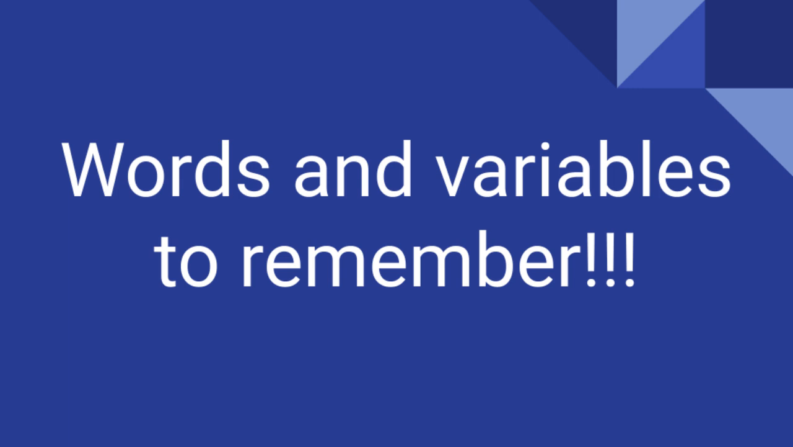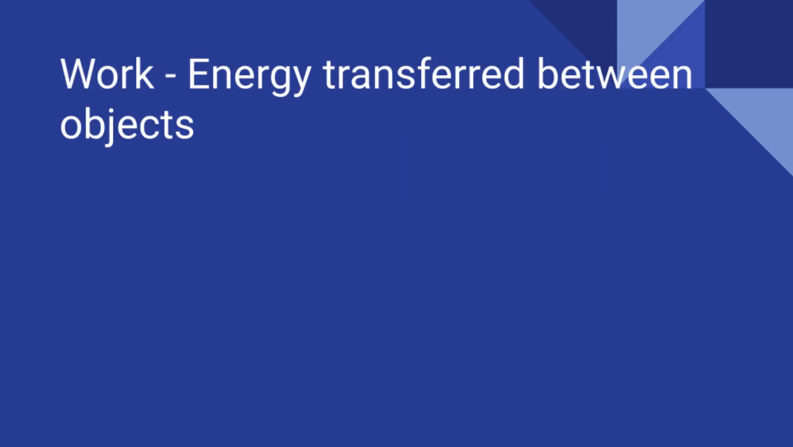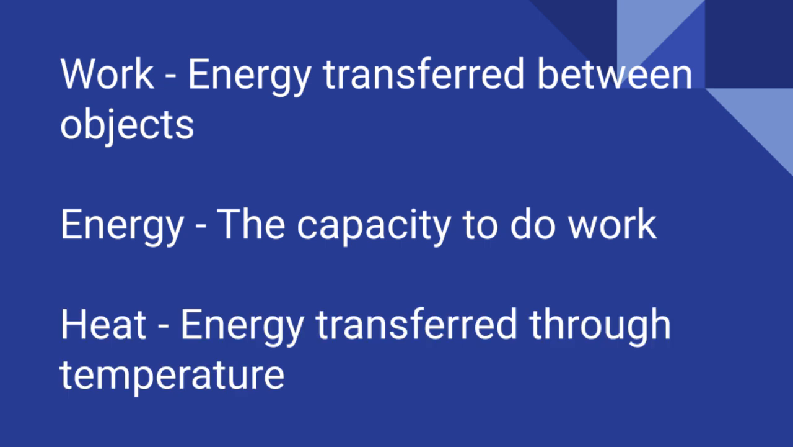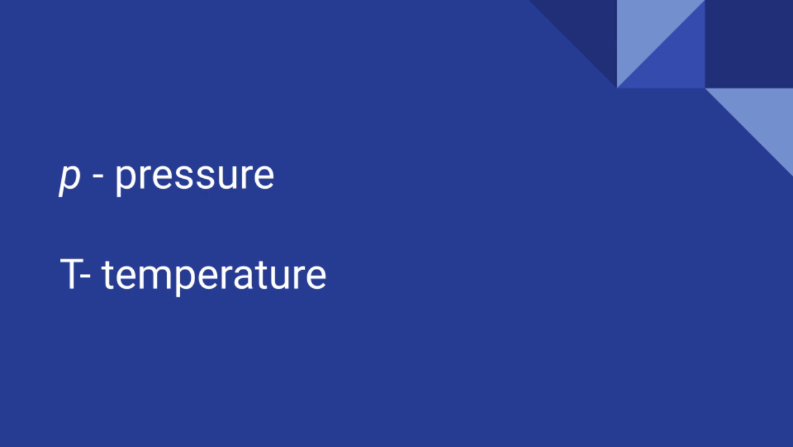Some important variables to remember are specifically work, which is energy transferred between objects, energy, which is the capacity to do work, and heat, which is energy transferred through temperature, mostly being used in E2 minus E1 equals heat minus work. Another variable used is P, which is used to denote pressure, and capital T, which works for temperature.